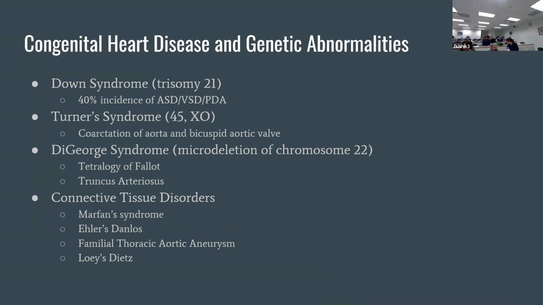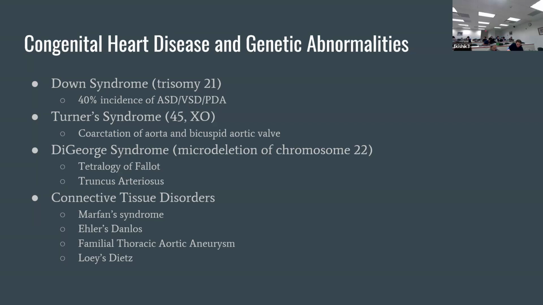Congenital heart disease is really associated with a lot of genetic abnormalities. So Down syndrome, there's a 40% incidence that they're going to have an ASD, a VSD, or a PDA at birth. With Turner syndrome, like we said already, it's associated with coarctation of the aorta and a bicuspid aortic valve. DiGeorge syndrome, which is microdeletion of chromosome 22, is associated with tetralogy of Fallot and truncus arteriosus.